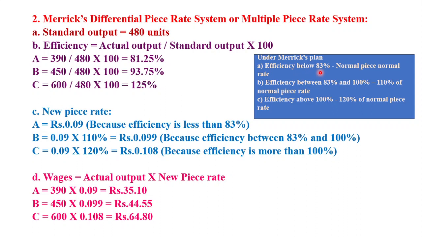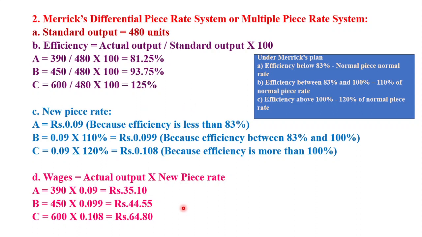Efficiency below 83%: if the level of efficiency is less than 83%, it means normal piece rate. If the efficiency lies between 83 and 100%, it means 110% of normal piece rate, and if the efficiency is above 100%, it means 120% of normal piece rate.